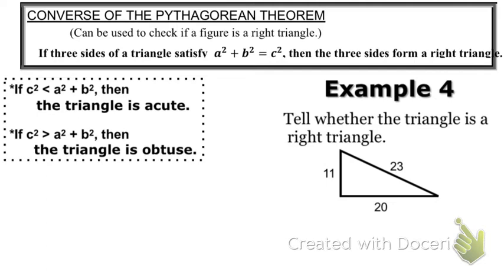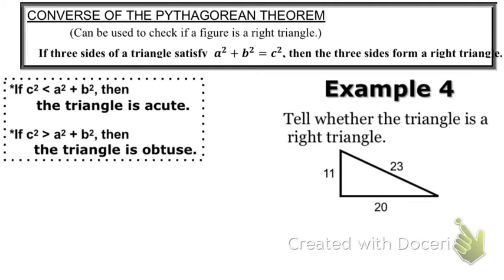Converse is going to say, hey, if three sides of a triangle, we don't know what type of triangle it is, satisfy a squared plus b squared equals c squared, then they form a right triangle. So if the three sides, you can plug them into the Pythagorean theorem and it works, it's a right triangle. If it doesn't work, it's not a right triangle, okay? Ignore this box for a moment.